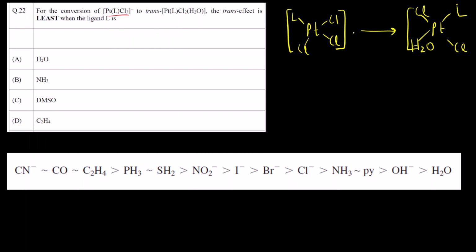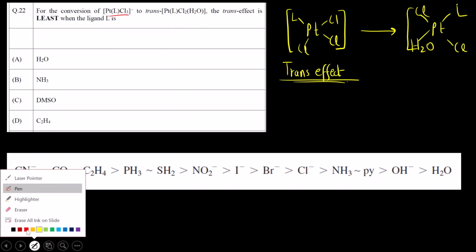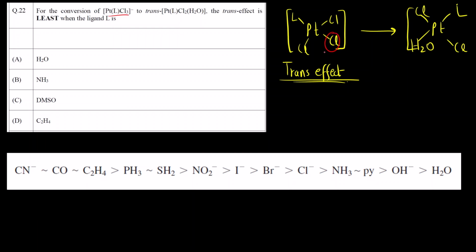Okay, so now the question is where the trans effect is least. So this is a question of trans effect. What is the trans effect? It gives the order for the substitution of this Cl with some other ligand, that is water. So we have to substitute this Cl with water and this is the directing ligand. This ligand is going to determine the rate of the reaction. This is a reaction of a square planar complex.